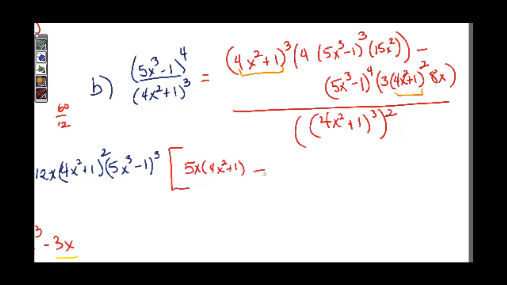And then here on the second group, I'm going to have one of those 5x cubed minus 1s left over. And then the 3 is gone, the 4 is gone. I've got a 2 left. Squeeze that in right there. That's a 2, I promise you. And then the x is gone. So what about the 4x squared plus 1 squared? That's also gone, right? So that's all I have. You see how that simplified to a lot neater an expression?